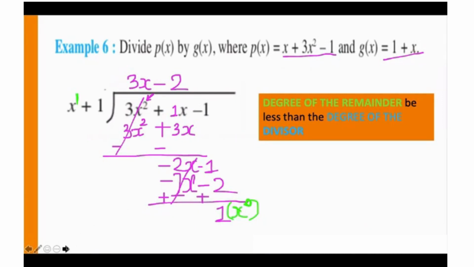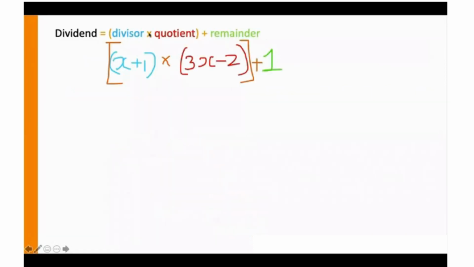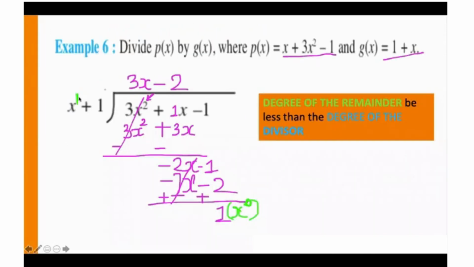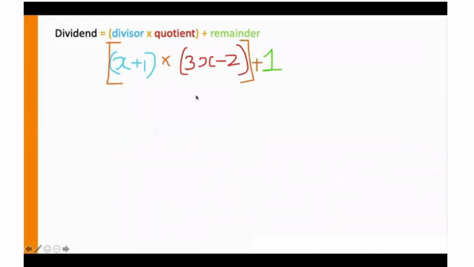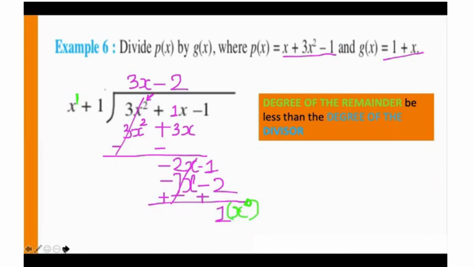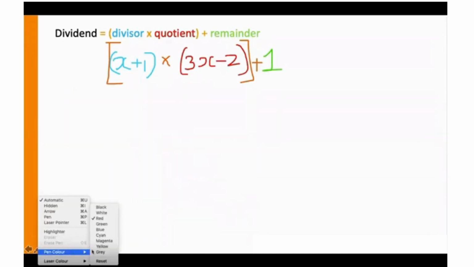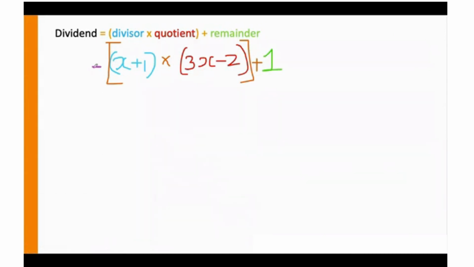Okay, now let's see if the relationship between all four of them, divisor, dividend, quotient, and remainder, is satisfied when we talk about polynomials. So we have dividend is equal to divisor into quotient plus remainder. In this case, our divisor is x plus 1. Our quotient is 3x minus 2. So I have placed them here. And the remainder is a constant 1. And now let us solve this.